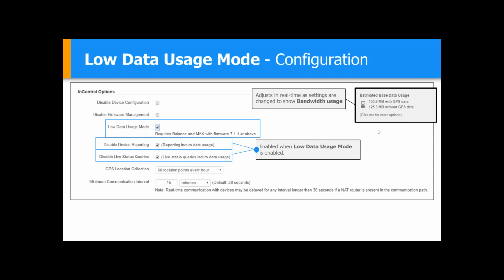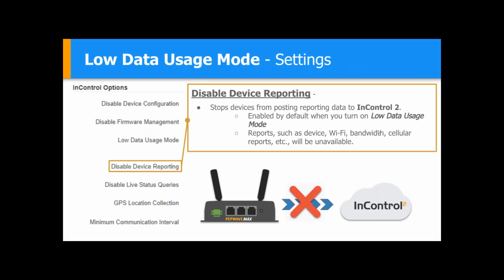First off, of course, there's a disable device reporting, and what this does is it just completely turns off posting reporting data to IC2. This does turn on automatically when you turn on low data usage mode, and this is going to make device reports, Wi-Fi, bandwidth, cell reports, etc., unavailable for access because we're not gathering them.